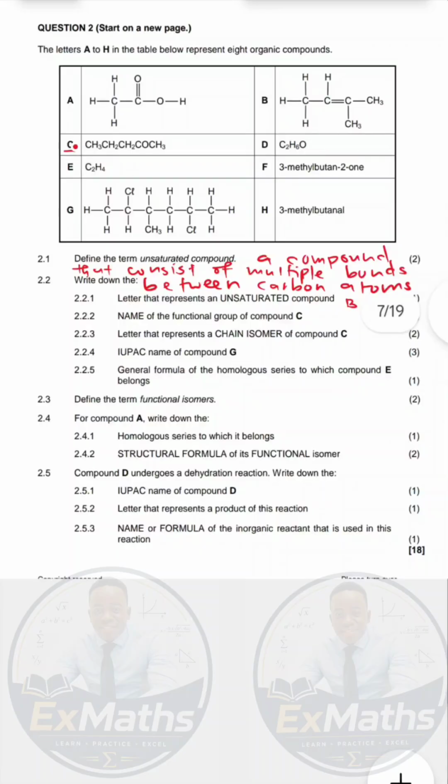That's for 2.2.1. Then for 2.2.2, name the functional group of compound C. What is compound C? This is our chain for compound C, CH3CH2CH2COCH3. So here is our important part where we have our carbonyl group, which is the one I showed you earlier, this one. We have the carbons that are attached to the left and right of this middle carbon. So this is a ketone, and the functional group of a ketone is known as the carbonyl. So let me write the answers here.